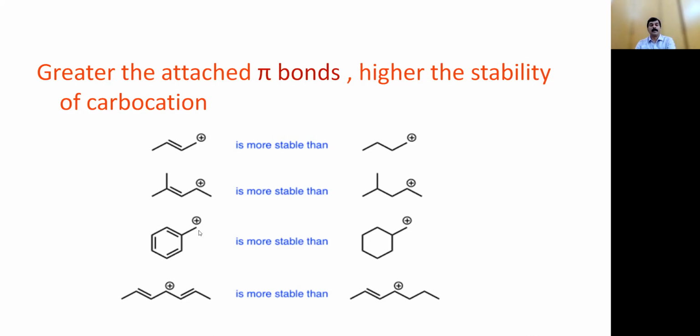So benzyl is more stable when compared to the cyclopropyl and cyclohexyl methyl carbocation. This is simple. You can say this is alkyl carbocation, this is benzyl carbocation. This is again allyl carbocation, this is simple alkyl carbocation. So allyl is more stable when compared to alkyl, and benzyl is more stable. If you compare allyl and benzyl, benzyl is more stable.